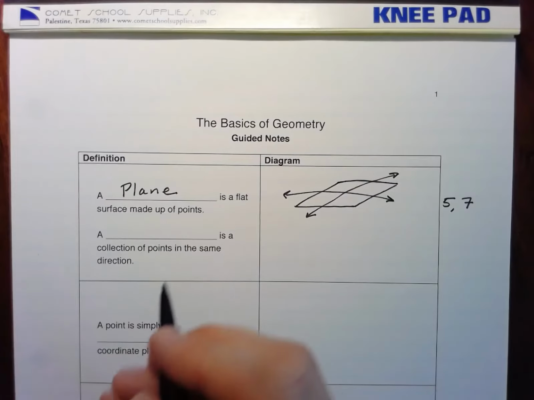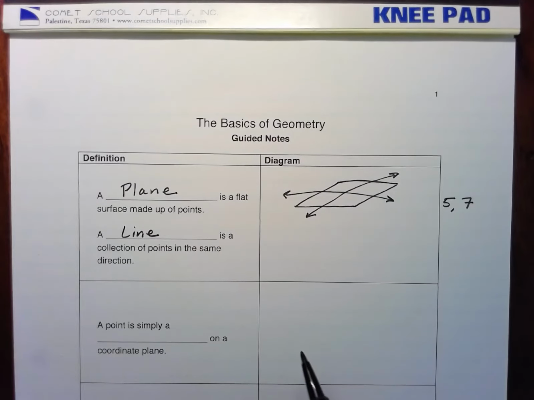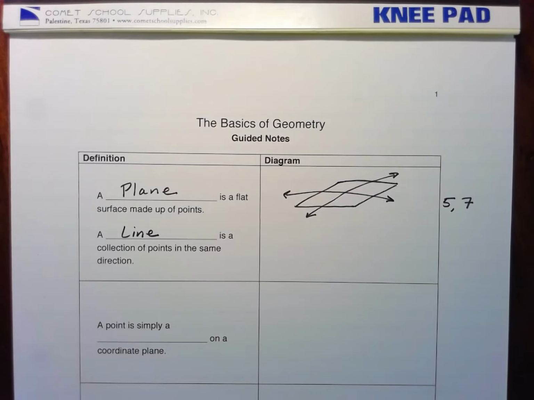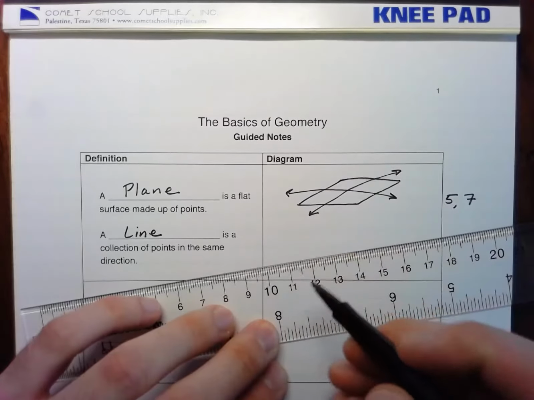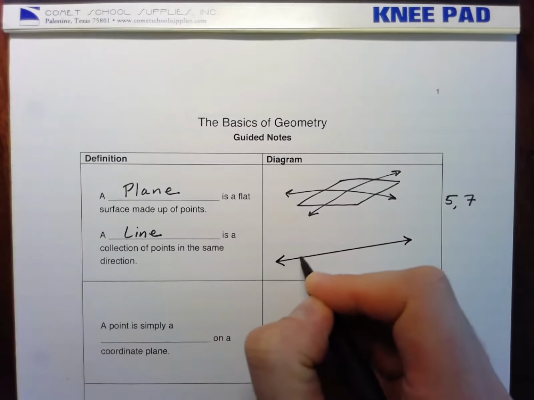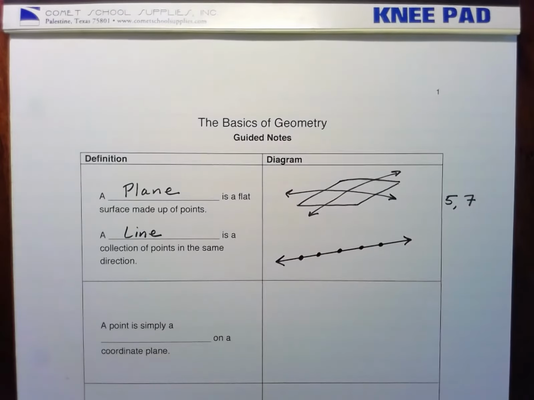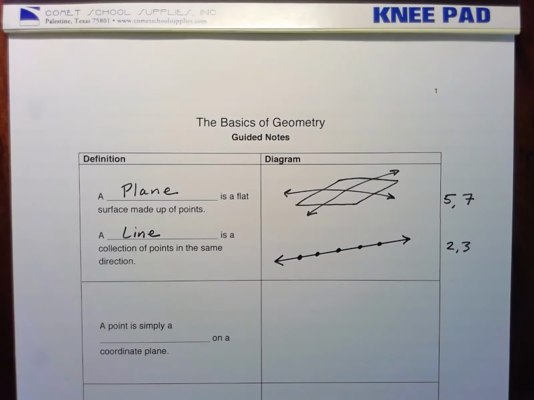Okay, a line is a collection of points in the same direction. So if you think about it, a line is something like this, and we're really just putting all these points in the same direction right there. And so we have a line and we have points all along this line, and there's actually an infinite number of points that make up the line. And so that is what a line is, and that follows definitions 2 and 3 of Euclid. Okay?